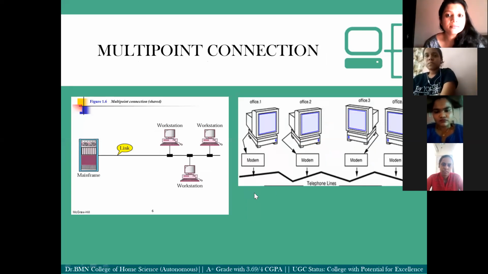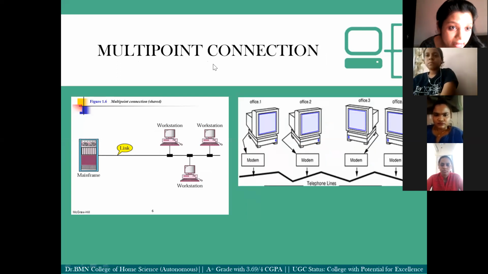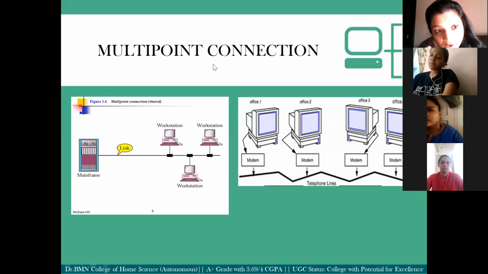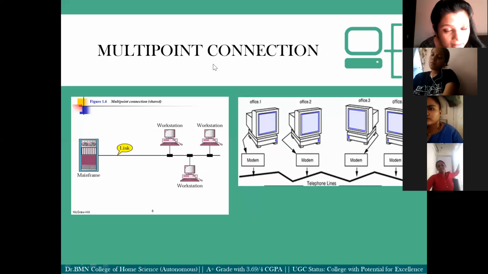Multi-point connection means there is one link and there are multiple devices connected to that link. As you can see in the diagram on the left hand side, there's one link going from the mainframe, and there are various workstations attached to that one link. Can you see that? So workstation 1, 2 and 3 can use the capacity of that channel. All three can use it. It is shared.